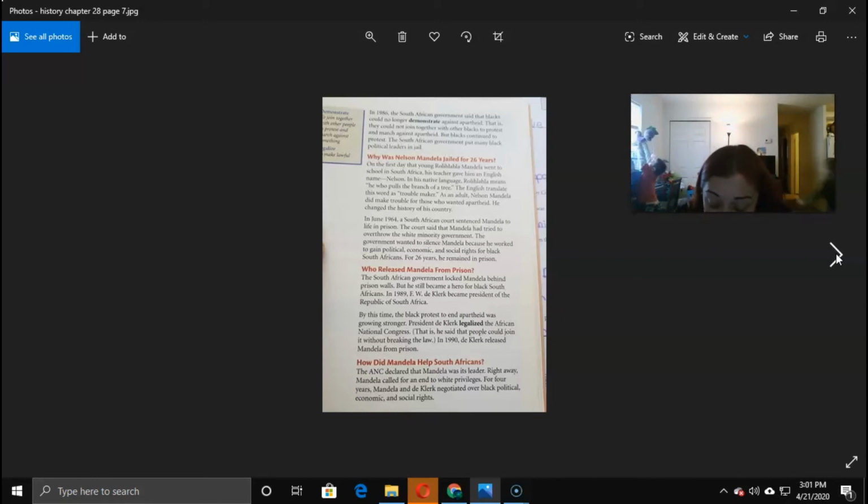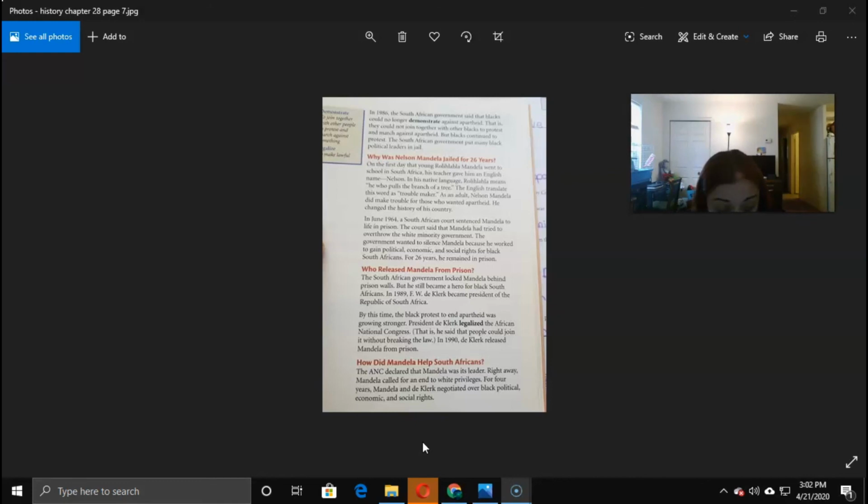Who released Mandela from prison? The South African government locked Mandela behind prison walls, but he still became a hero for black South Africans. In 1989, F.W. de Klerk became president of the Republic of South Africa. By this time, the black protest to end apartheid was growing stronger. President de Klerk legalized the African National Congress. That is, he said that people could join it without breaking the law. In 1990, de Klerk released Mandela from prison.